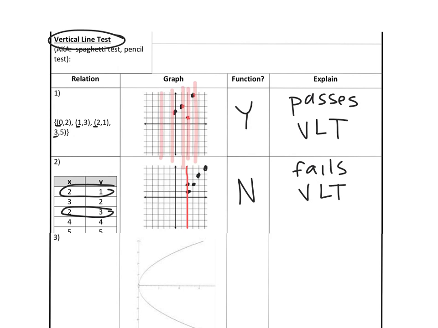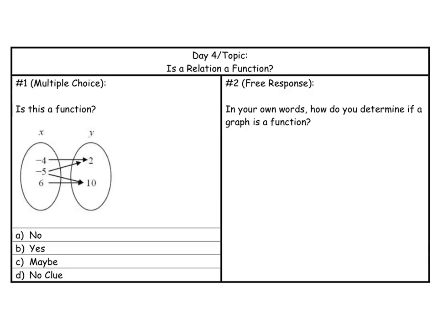Same with graph number 3. If you run a vertical line across lots of different places on this graph, you're going to see that it touches the graph in more than one spot, that vertical line. So that makes it not a function because it fails the vertical line test. So look at question 1 and decide if you think this is a function. Remember, for it to be a function, each x should only go to one y value. And in number 2, explain in your own words how you determine if a graph is a function.